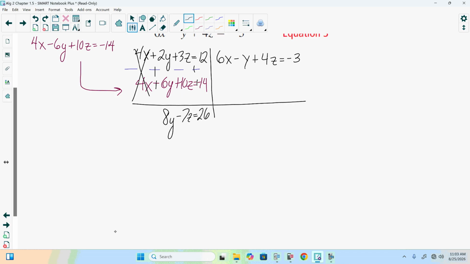Questions on any of the steps so far? We feel okay. I wouldn't say at this point we have it down pat, but we kind of get the gist of what we're doing, yes? We're going to do all of that again with the other equation.